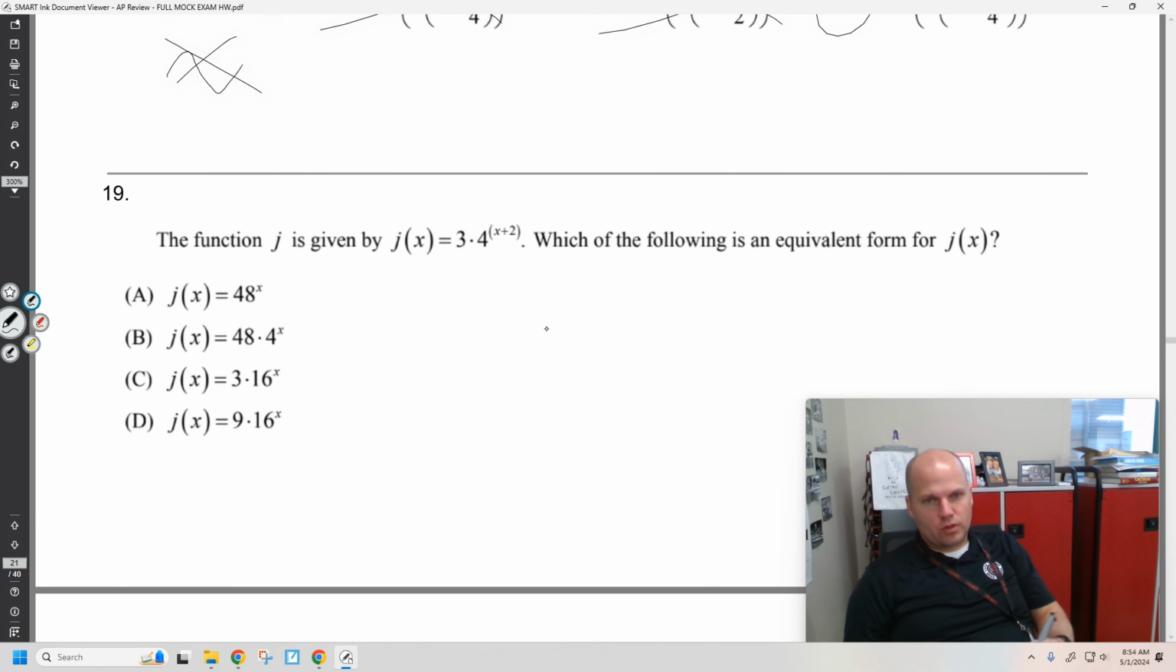Okay, exponent rules. X squared times x cubed is x to the 2 plus 3. Can you go backwards? 4 to the x plus 2 is 4 to the x times 4 squared. So it's 3 times 4 to the x times 16. Well, 16 times 3 should be 48.